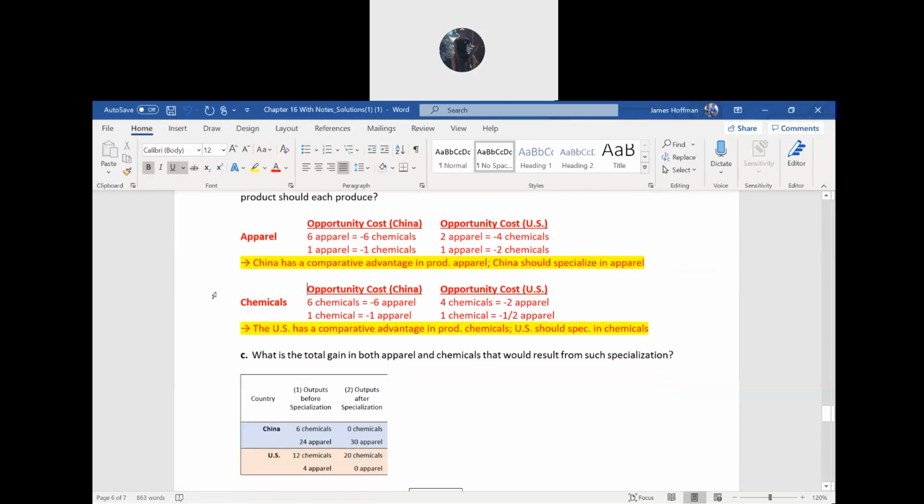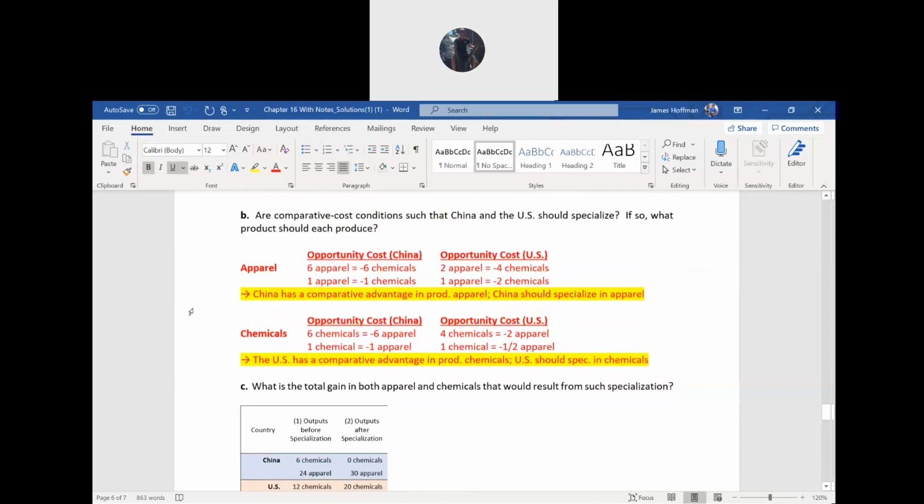All right, and then let's do the same for the chemicals. So it's just the flip flop. If 6 apparel equals 6 chemicals, then 6 chemicals is minus 6 apparel for China. And it's the same, 1 chemical equals minus 1 apparel.